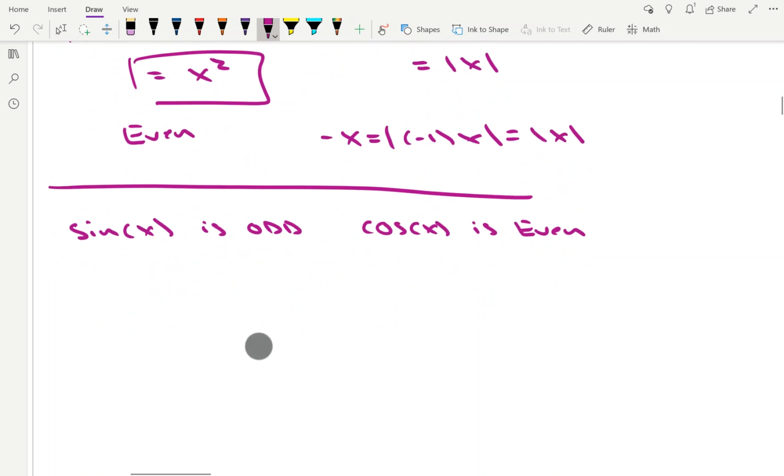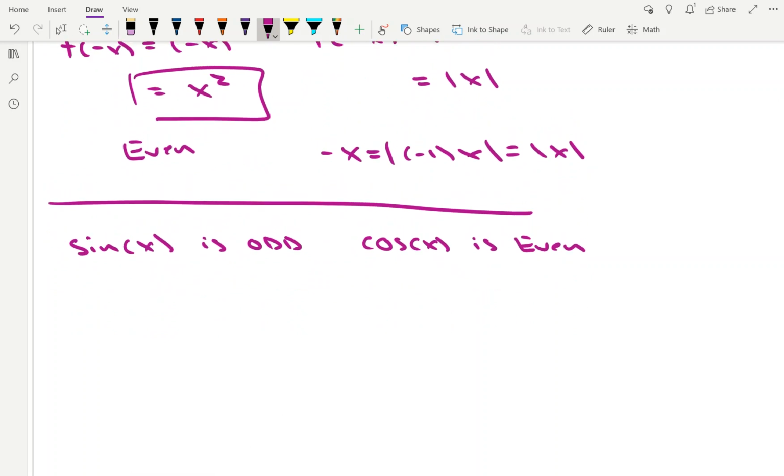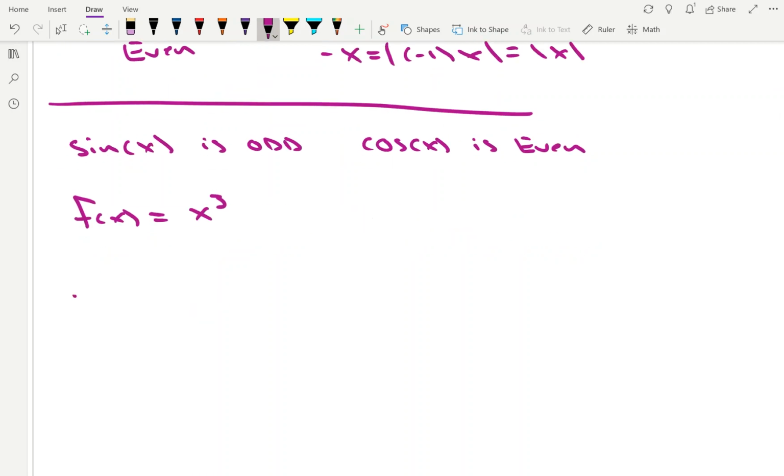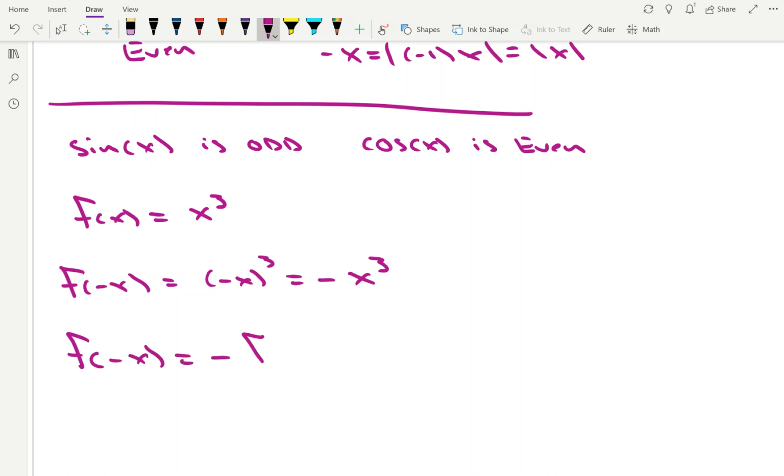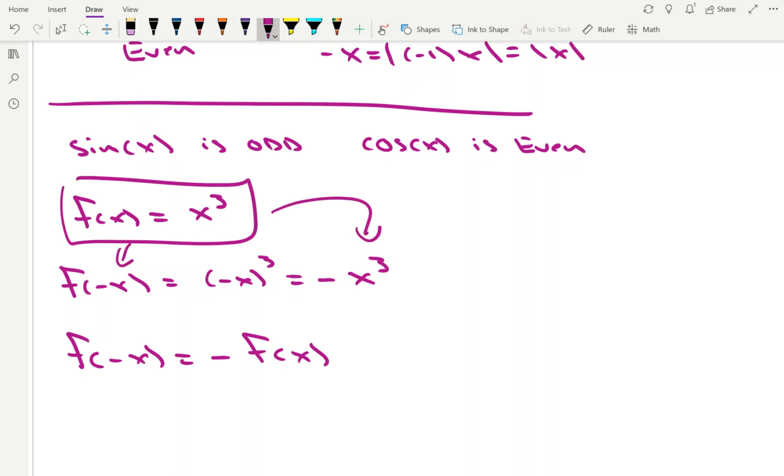So if sine of x is odd, what are the rules for odd now? The rule of odd is that if you have a function f of x that we know is odd, let's say x cubed, we know that's odd because f of negative x is equal to negative x cubed, which is equal to negative x cubed. So in other words, a function is odd when you put a negative into your function, you get a negative version of your function. I know it looks strange, but you'll see that that's true. I put a negative in, and I got a negative version of that function. That's the idea there.